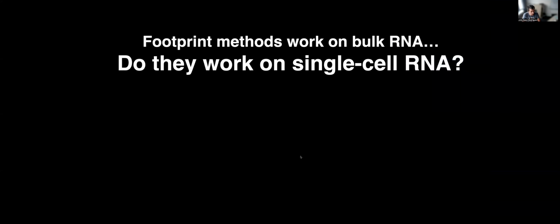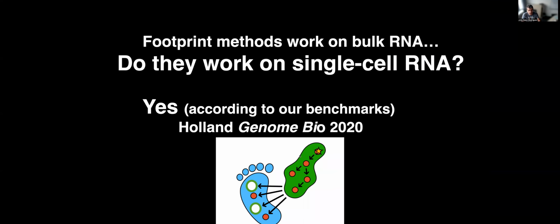Good, so far I've been talking really in the context of bulk data, but as I said at the beginning of the talk, there is also, of course, a lot of single cell data, and one question that we had is, do these methods that work well and are developed for bulk data work on single cell data? And to cut a long story short, and this is now work published a couple of years ago, we found that at least in the context of our benchmarks, that is the case.